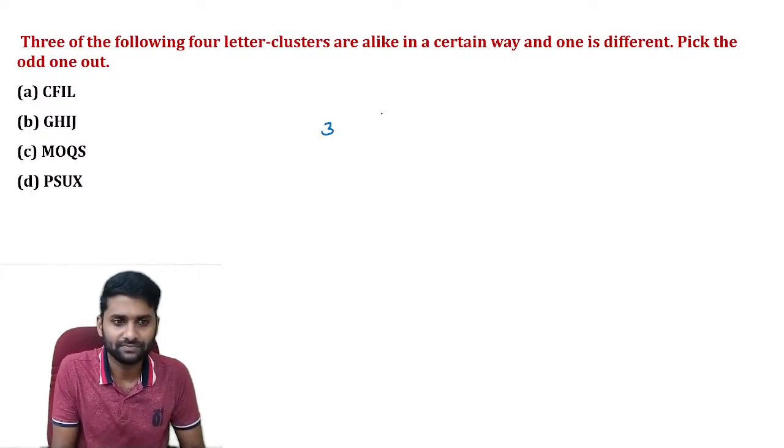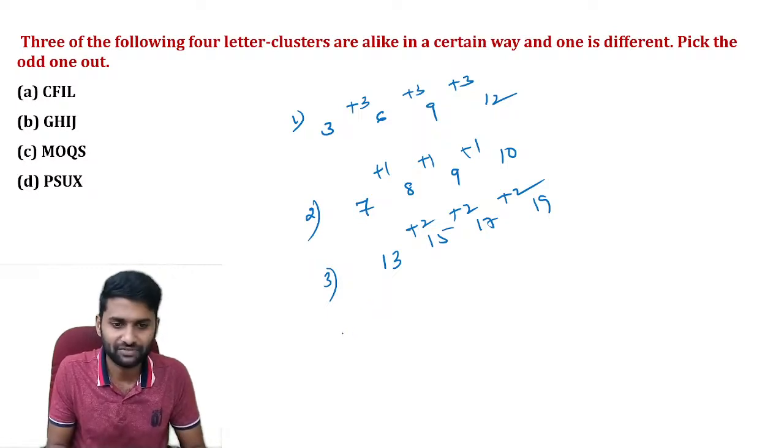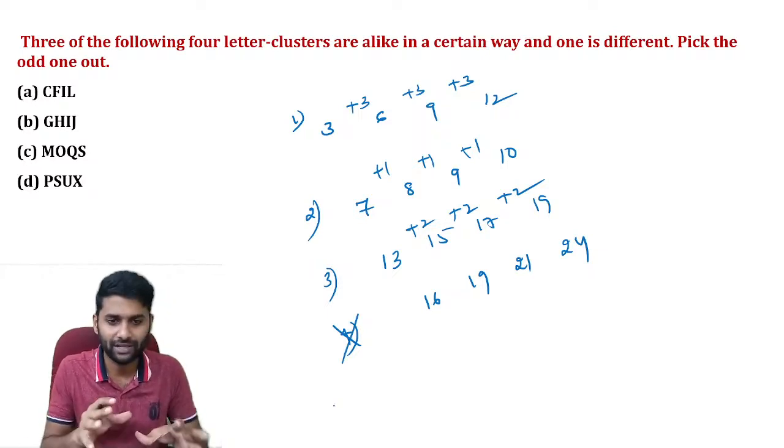Now here third letter, sixth letter, ninth letter, 12th letter. If you observe, it maintained a common difference of 3 units in option number 1. Let's pick option number 2. G, seventh letter, H, eighth letter, I, ninth letter, J, 10th letter. Again it maintained a difference of 1, 1, 1. Let's go through the third option: 13, 15, 17, 19. Yes, the same common difference between the alphabets. Now P 16, S 19, U 21, X 24. See, if you check the fourth option, guys, it does not follow any common difference.